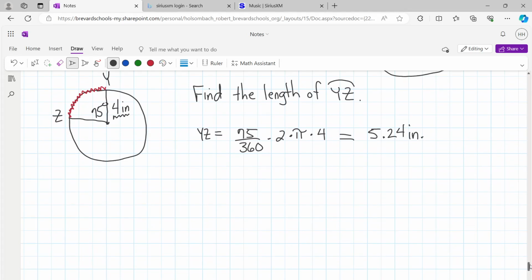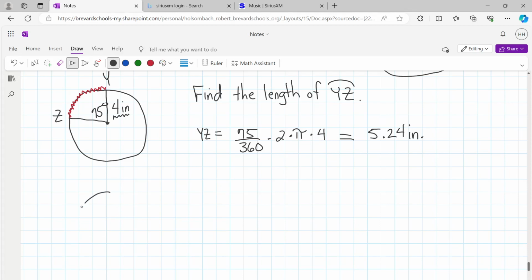Now, hopefully you recognize this formula, 2 times pi times radius. That's the circumference formula, right? You could also use pi times diameter right here, can't you? Because pi times diameter gives you the circumference as well.